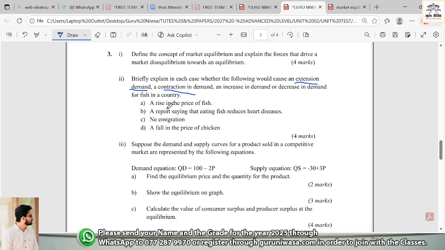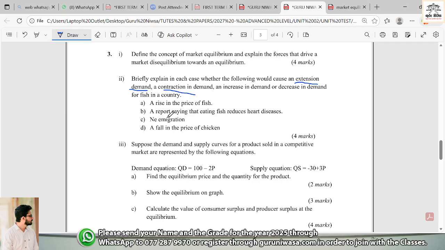First one, a rise in price of fish. Tell me, does it belong to change in quantity demanded or change in demand? Change in quantity demanded. Rise in price of fish: extension in demand or contraction in demand? Contraction. Did you get the point?